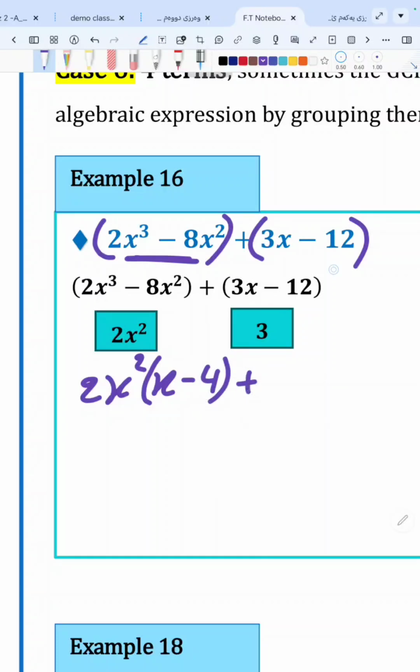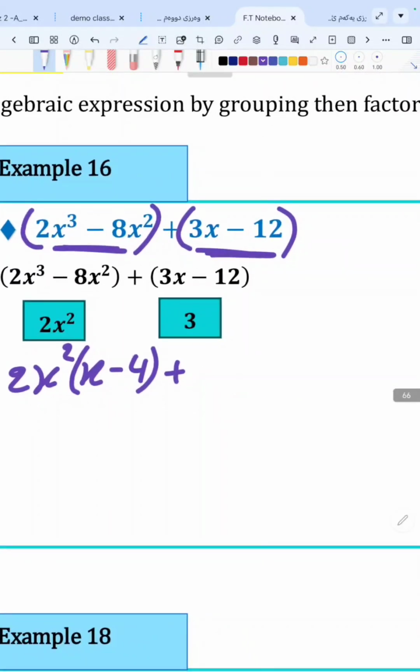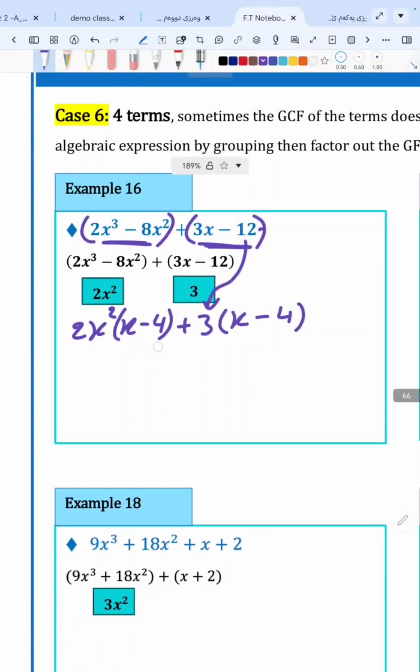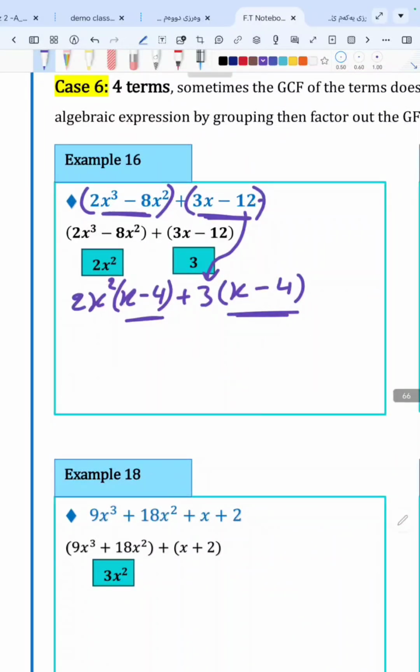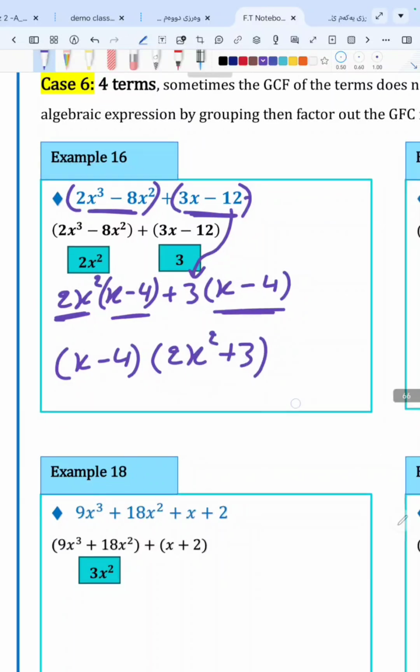Only 4, plus. For the other parenthesis, you have a different GCF. 3 and 12, we have 3. Can we say x is common? No, because there is no x next to 12. Pay attention. So 3x divided by 3, only x remains, minus 12 divided by 3, which is equal to 4. Now you have the same parenthesis. It's case 2. Yes. So in this case, you have to solve it by the first case and the second case. You have the same parenthesis, x minus 4. What's left here? 2x power 2 plus 3.